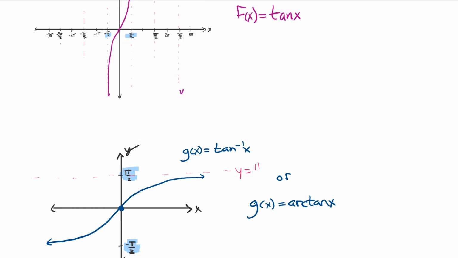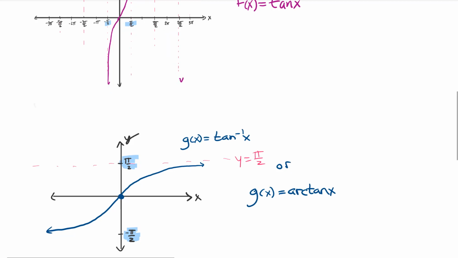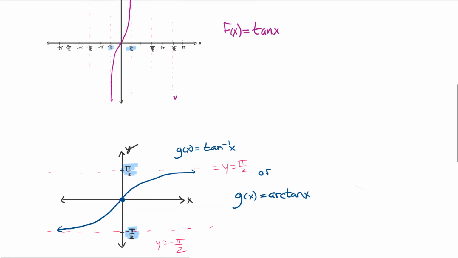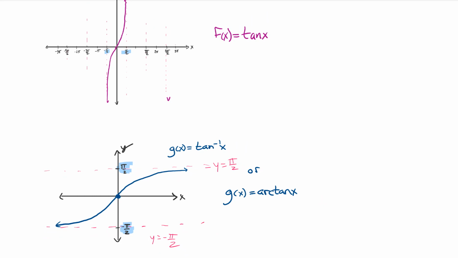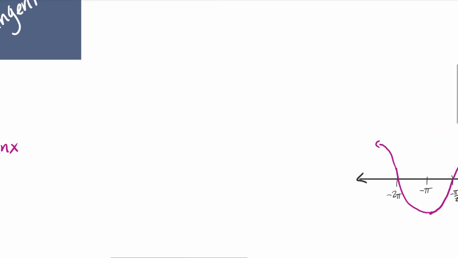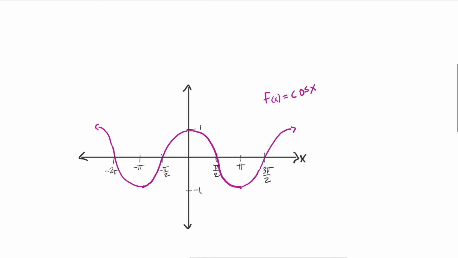Y equals pi over 2. That's where it's approaching that. And then it also has one down here where y is equal to negative pi over 2. It never actually achieves it. It's an asymptote. Granted, things can cross over a horizontal asymptote, but that's neither here nor there. It doesn't here. There's inverse tangent. All right. Well, let's go up and let's take a quick peek at cosine.